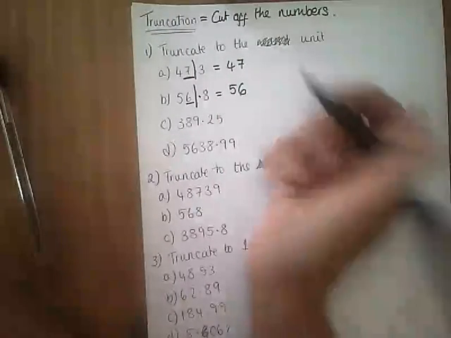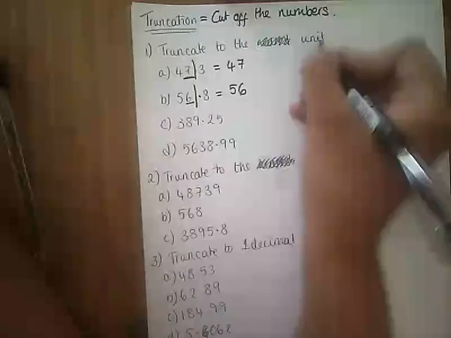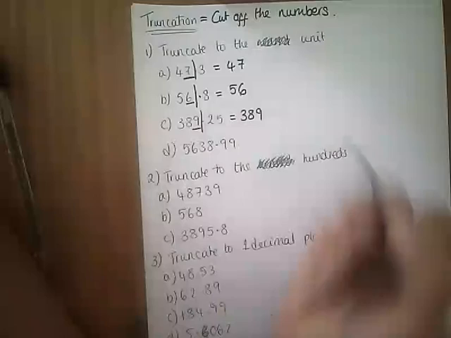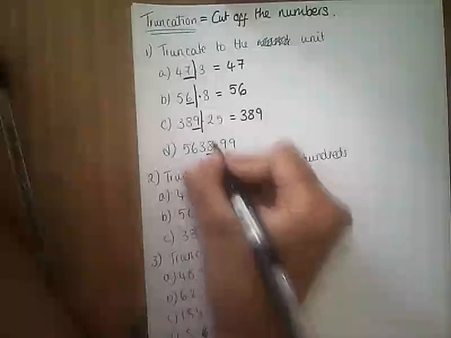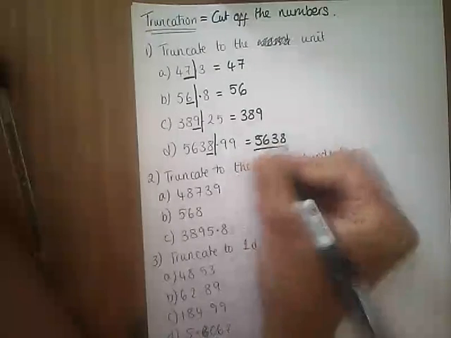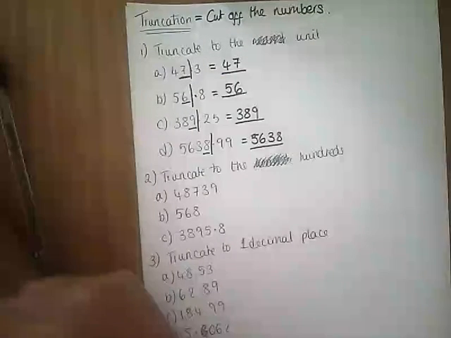Right, question C, we're going to truncate to the unit again. So here's my unit, chop everything else off, 389. Here's my unit, chop everything else off, 5,638. So basically, truncating is an easy version of rounding.